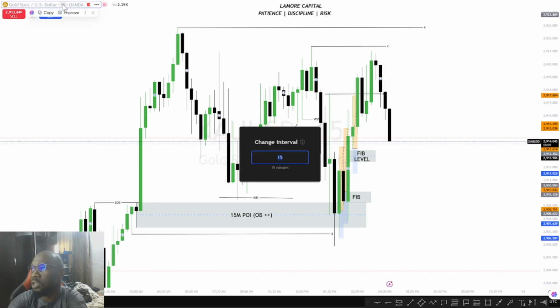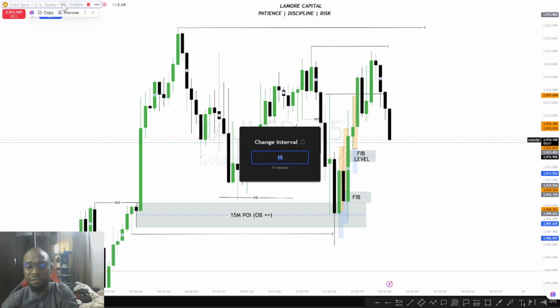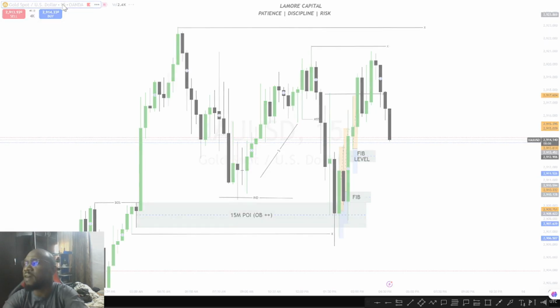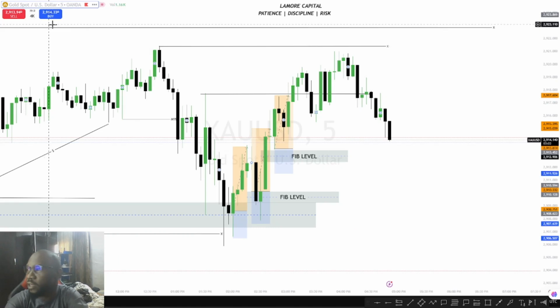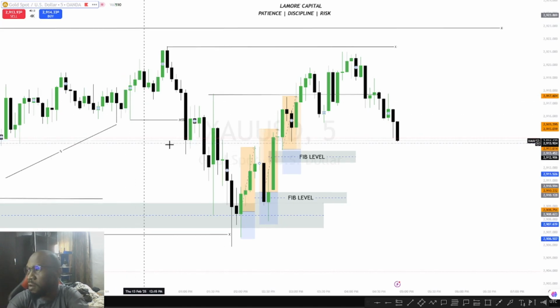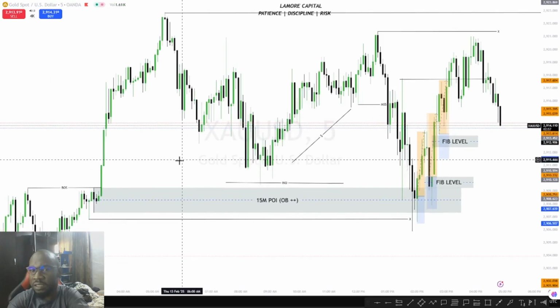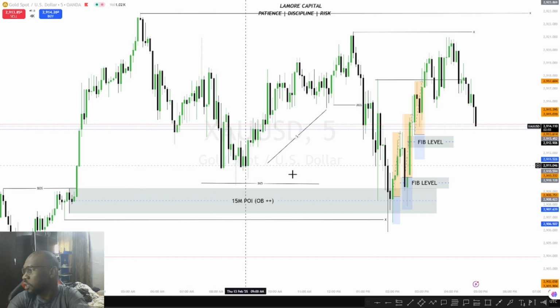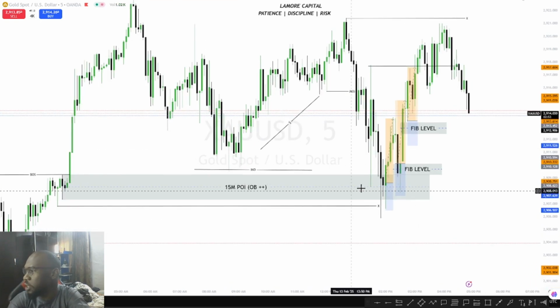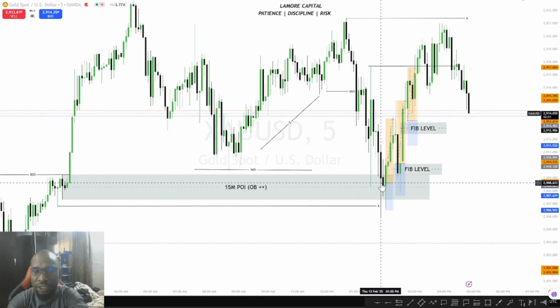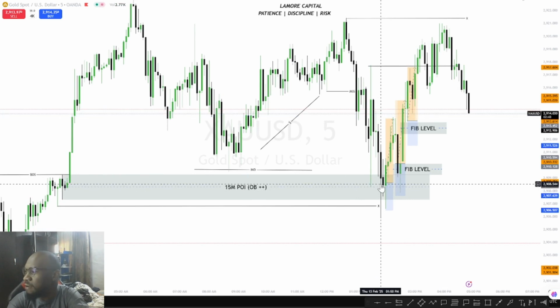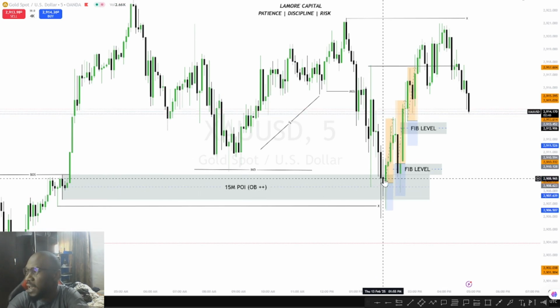After getting all this information from the 15 minutes time frame, I'll go to my 5 minutes time frame to refine my entry. So this is the 5 minutes time frame. So when we got to the 5 minutes time frame, the moment the market came into my point of interest, I didn't enter the trade immediately. I waited for my confirmation before I entered the trade.